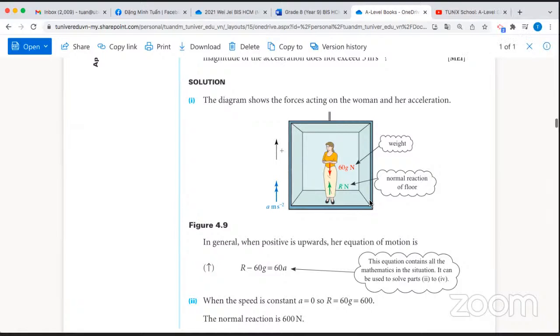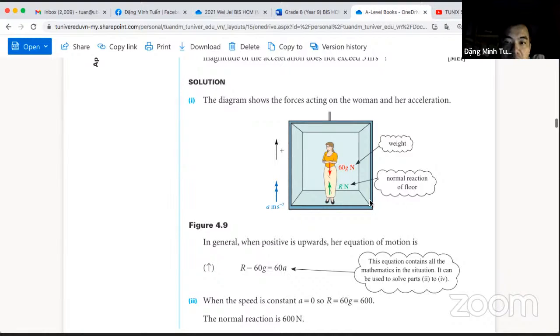Now look at this one. If the woman on the floor goes with constant speed, that means acceleration is 0. So the reaction force will equal the gravity.